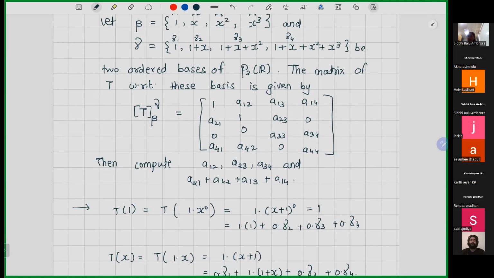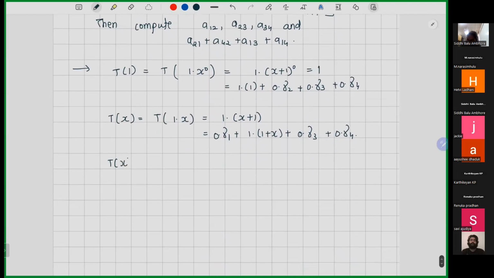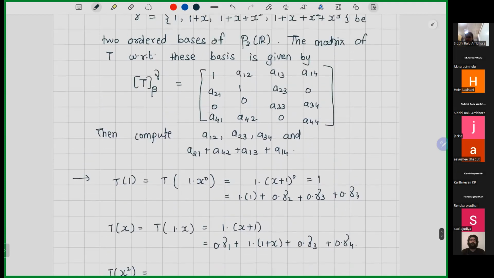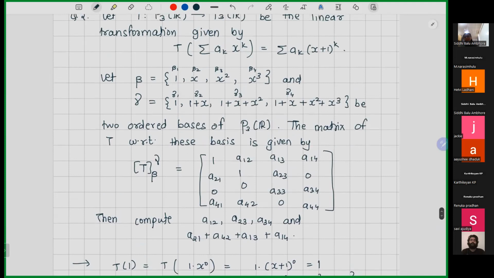Yes. Now I want to write T of x square now. It is what? Shouldn't T of x be 1 plus 1 into x plus 1? Since I'm doing summation, so yes, T of x would be 1 into (x+1).